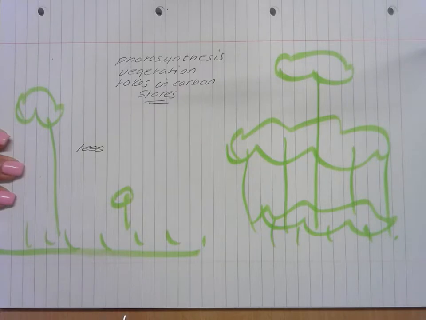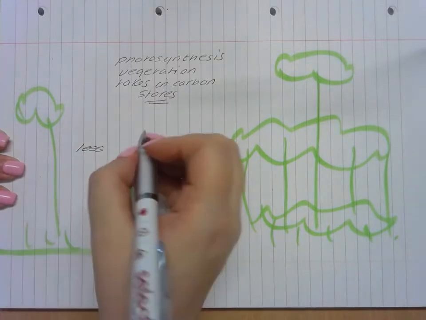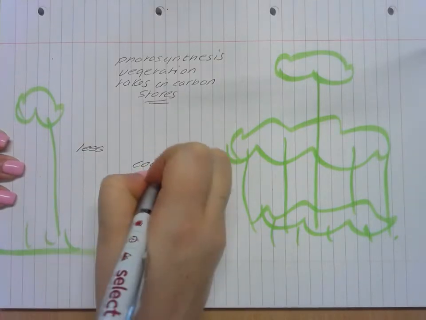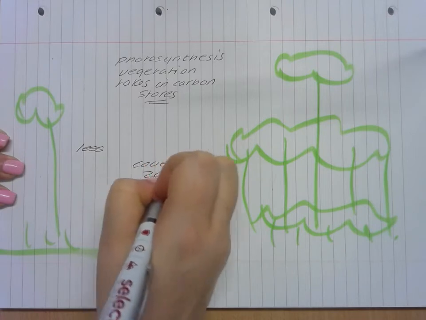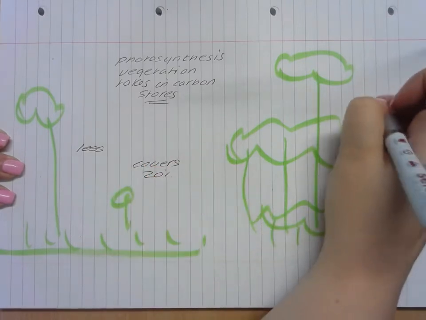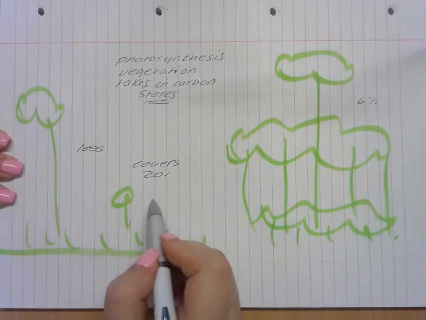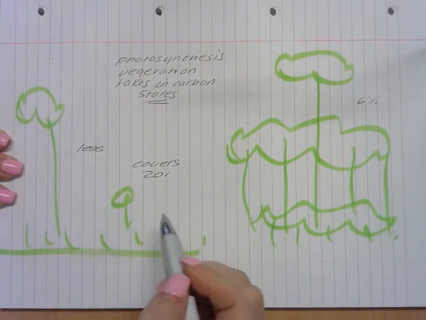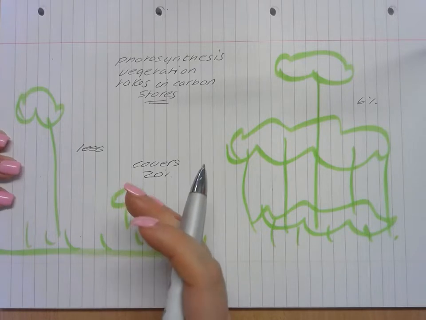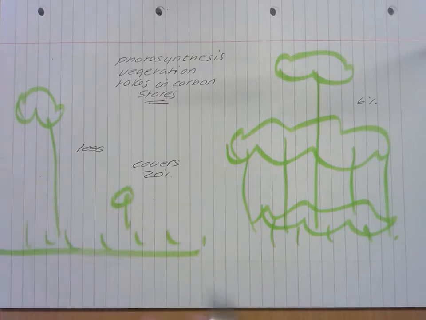However, very exciting, the savannah covers 20% of the world's surface, whereas the tropical rainforest only covers 6%. So because it covers 20%, that does mean it can store not more, but because it covers a larger surface area than the tropical rainforest, that has to be taken into consideration, that it stores across a bigger area.